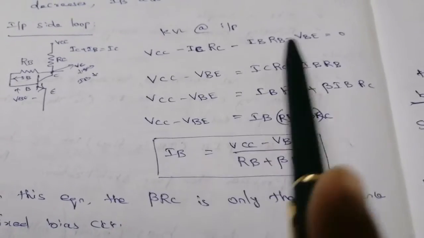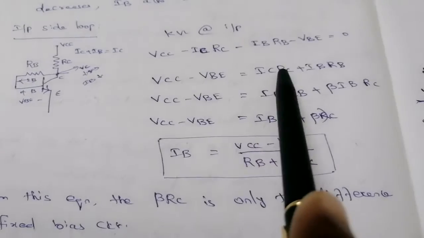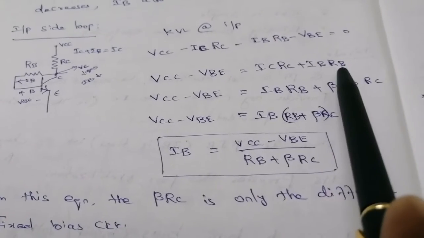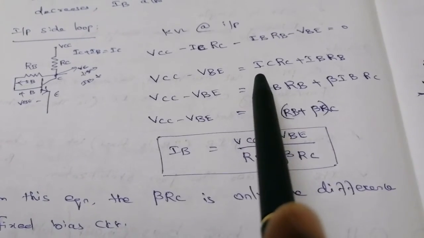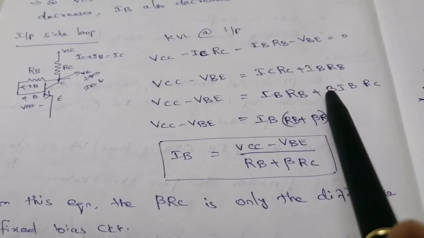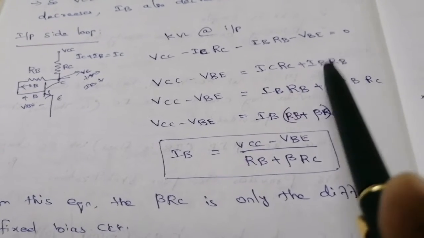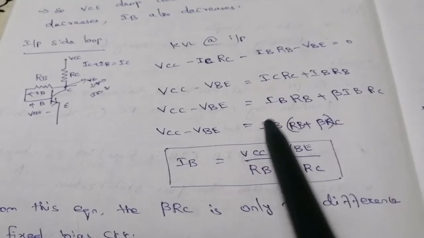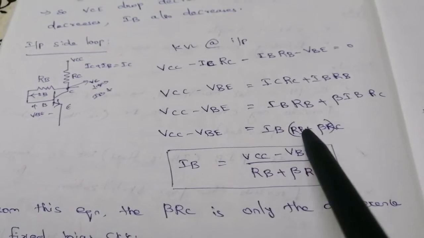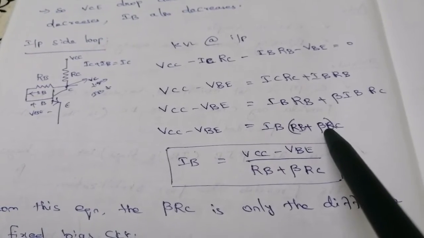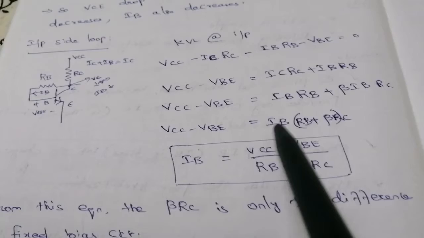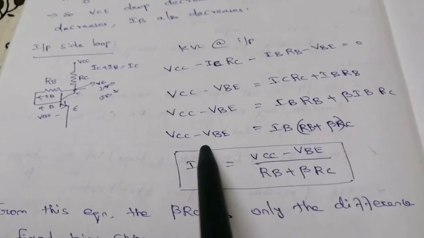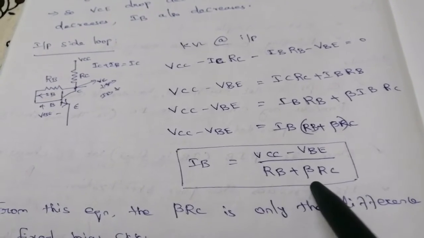So from that equation, VCC minus VBE equal to ICRC plus IBRB. We know IC is nothing but beta into IB. So beta IBRC plus IBRB. So VCC minus VBE, we can take IB as the common term: IB into RB plus beta RC. So from that, IB equal to VCC minus VBE divided by RB plus beta RC.